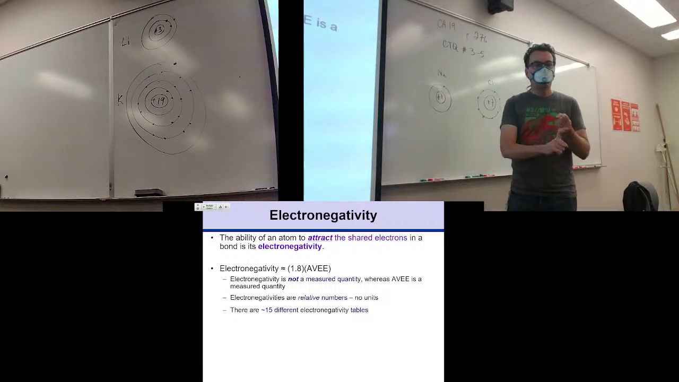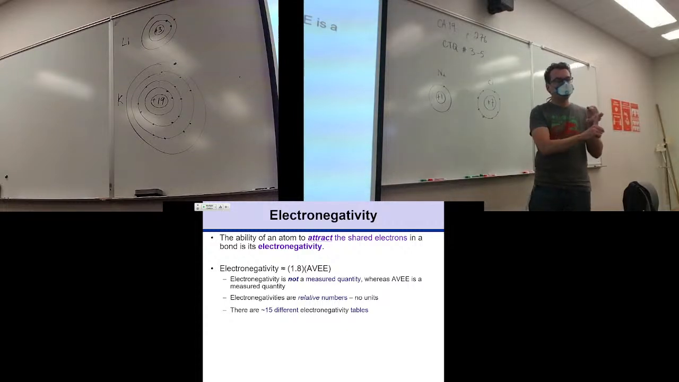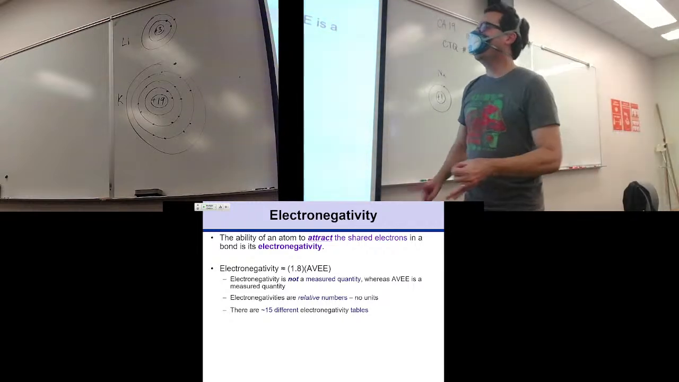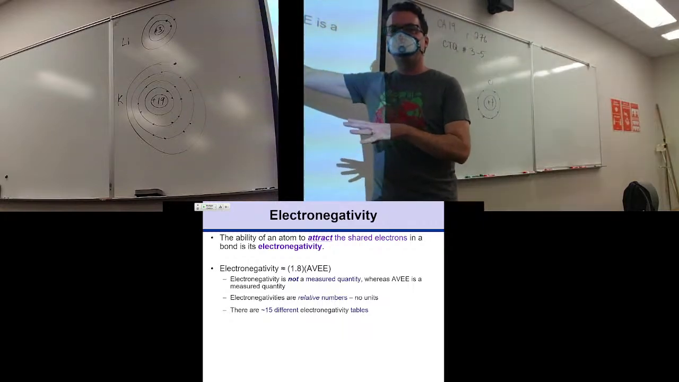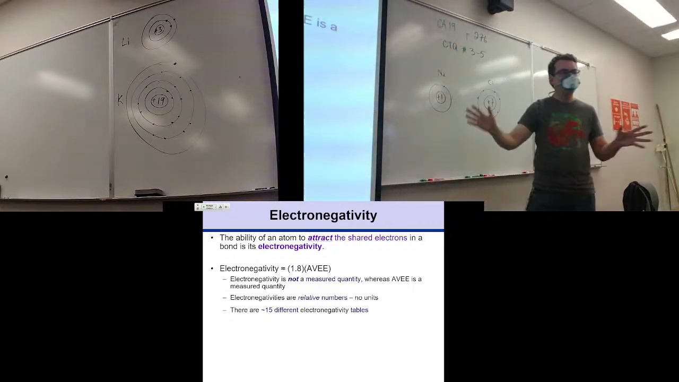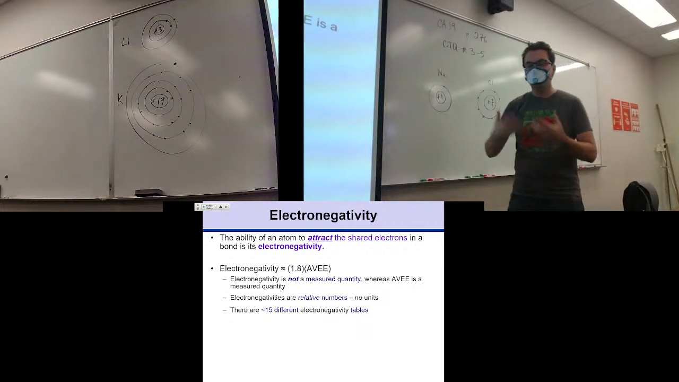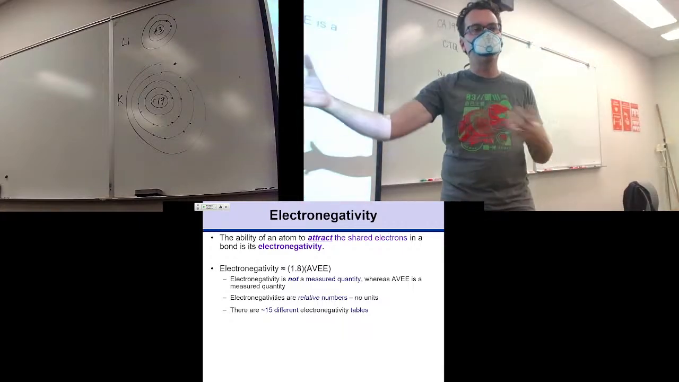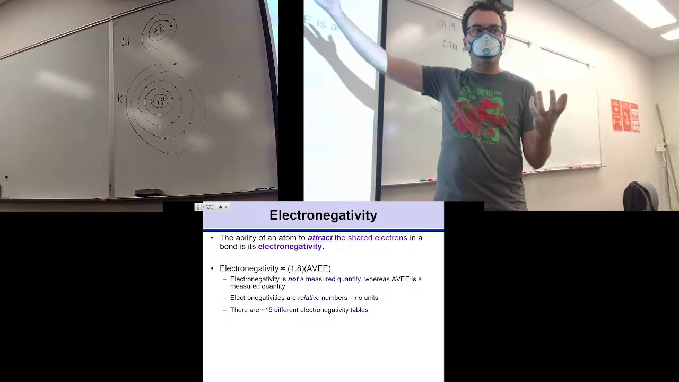The most famous one is the Linus Pauling table, which I'll show you in a second. He's a biochemist, or I think he's a biochemist. He got a Nobel Prize twice, once for chemistry and once for peace. Anyway, these numbers we have for electronegativity are relative, meaning they have no units. It's a tool that we use to gauge whether something is more or less electronegative. What does that mean? Do they attract shared electrons well or not?